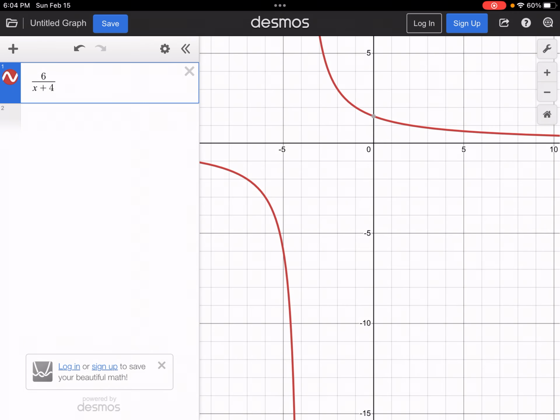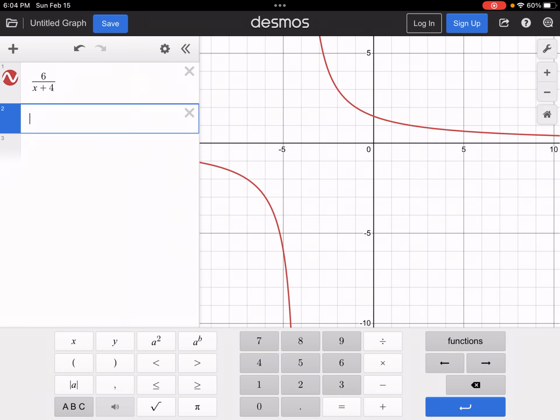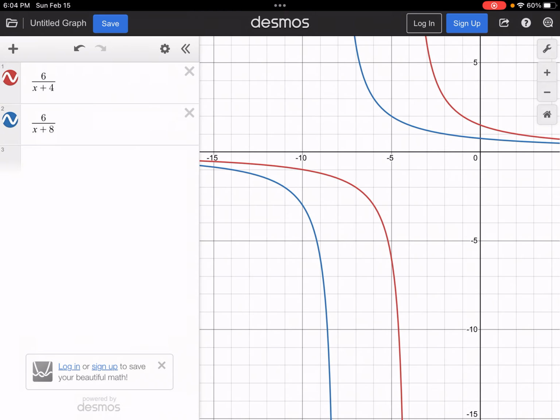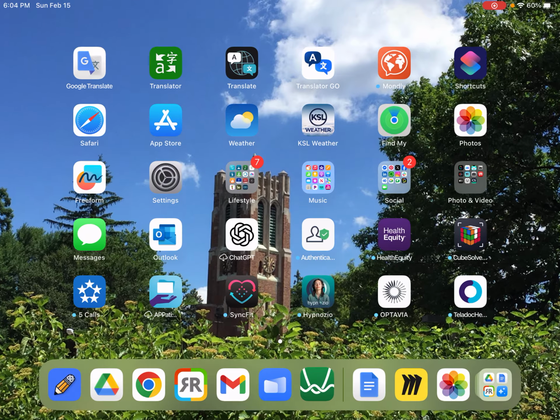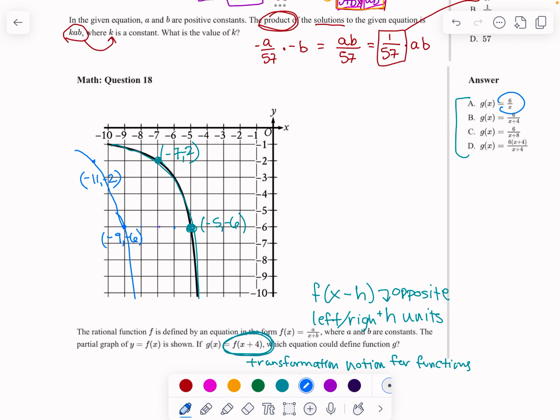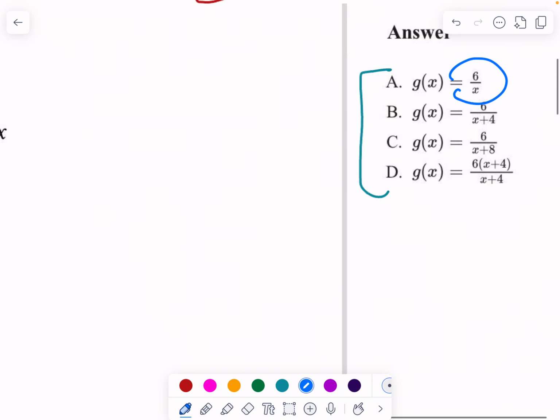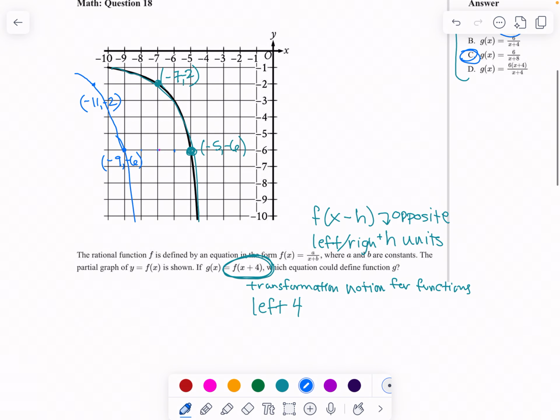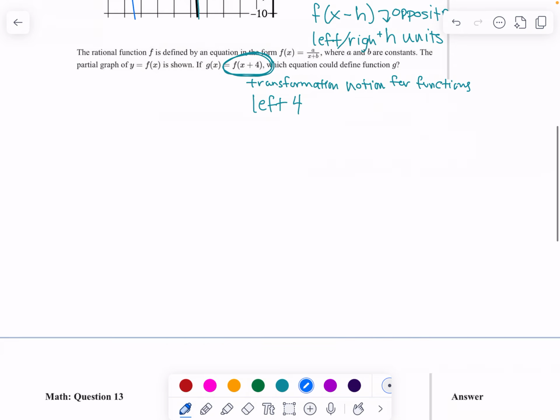I'm going to leave this up here because I want the one that's 4 more left from that one. So the next option, and I have these memorized because I just did this a second ago, was x plus 8. And that looks to me like it moved over 4. So let's come back to our answers. And sure enough, there it is right there: 6 over x plus 8. Okay, so that's that, because it moved left 4 and matched those points.